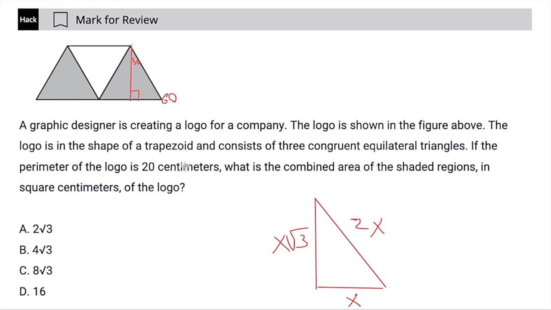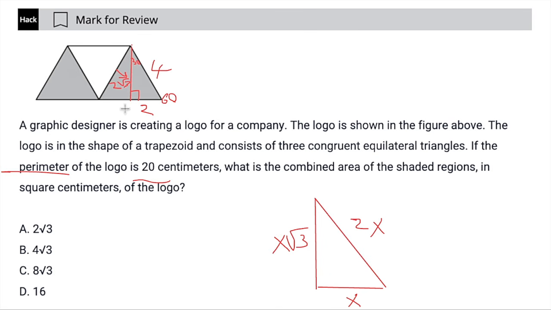But here we go. So basically, if the perimeter is 20, we know that all of these sides are going to be 20 divided by 5, or 4. Since this is our 2x, that means that this shorter side is going to be 2, and the other leg is going to be 2 times the square root of 3. It's asking about the area of the shaded regions.